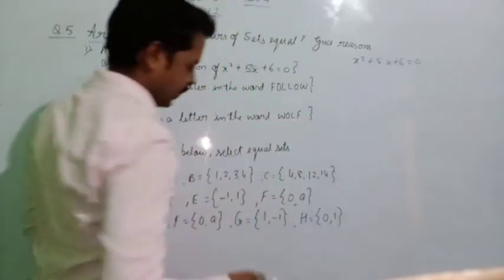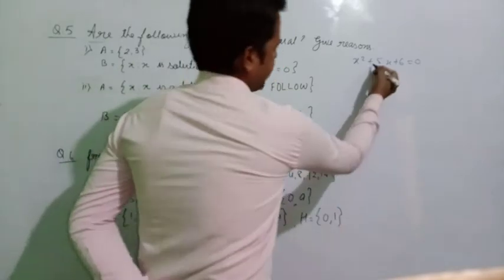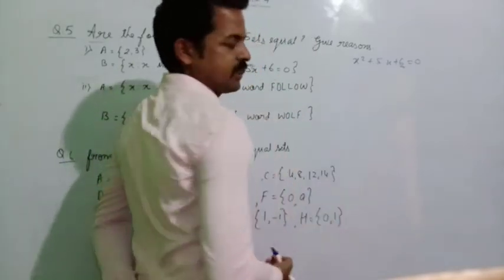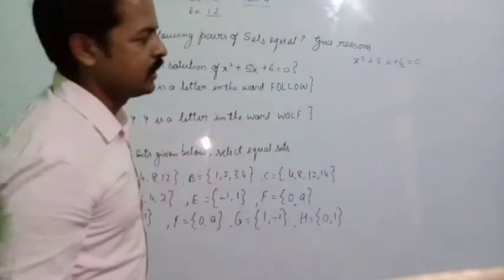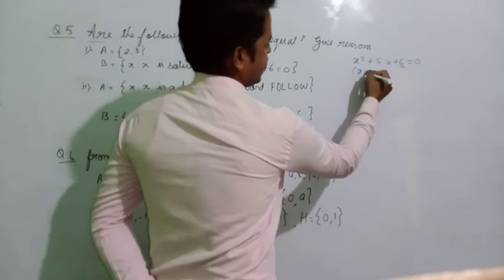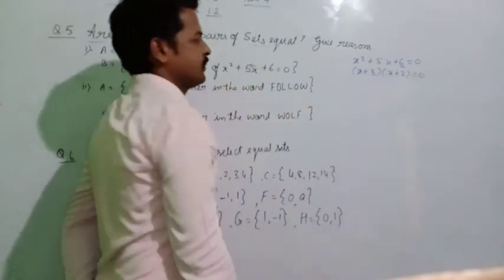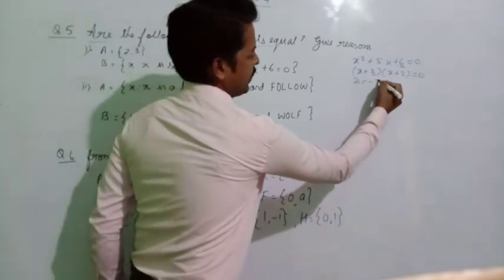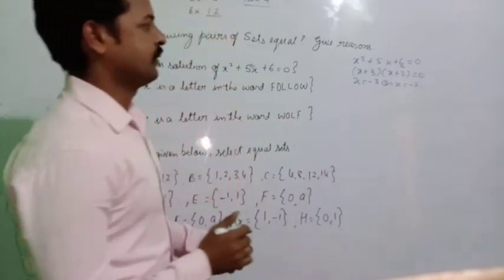This type of question we have already solved in class 10 and 9. Factorize by the splitting the middle term method. Find the factors of 6 such that the sum is 5. So you know that 3 2s are 6 and 3 plus 2 is 5. So it has factors x plus 3 and x plus 2 equal to 0. I hope you have understood how to find the solution now. X equal to what? Minus 3 or x equal to minus 2 will be the solution for this.